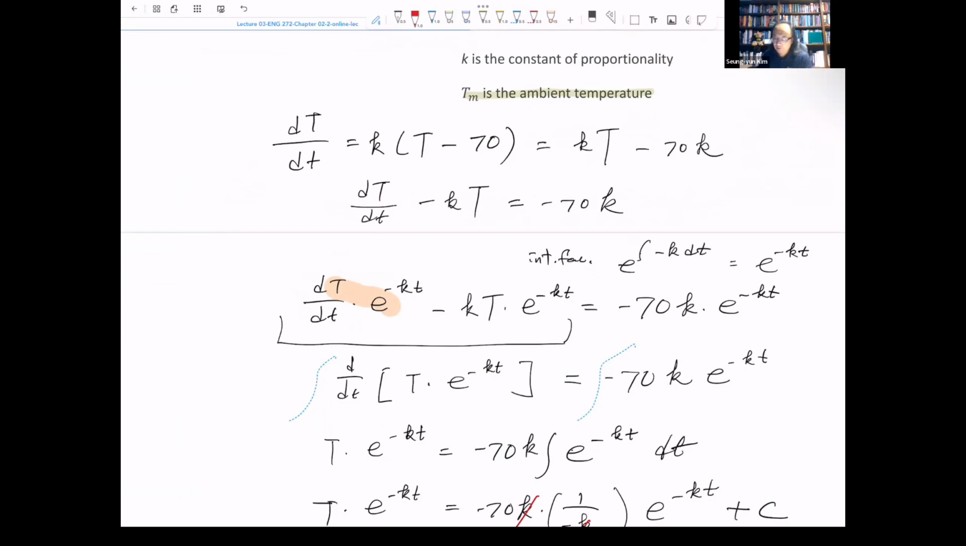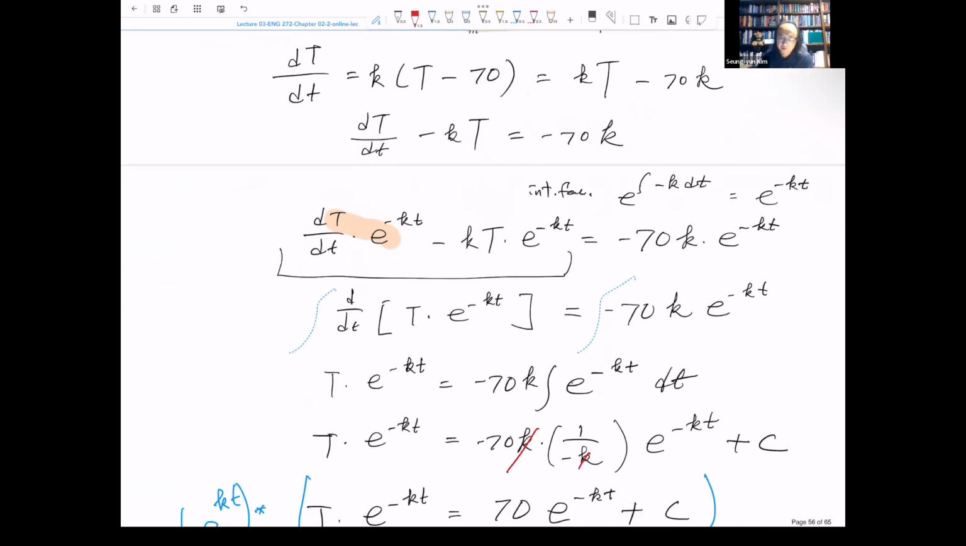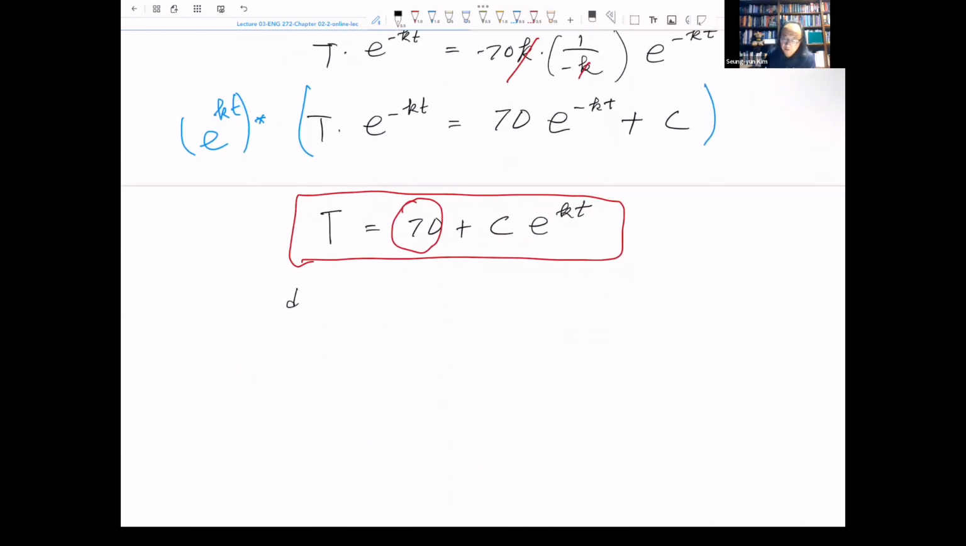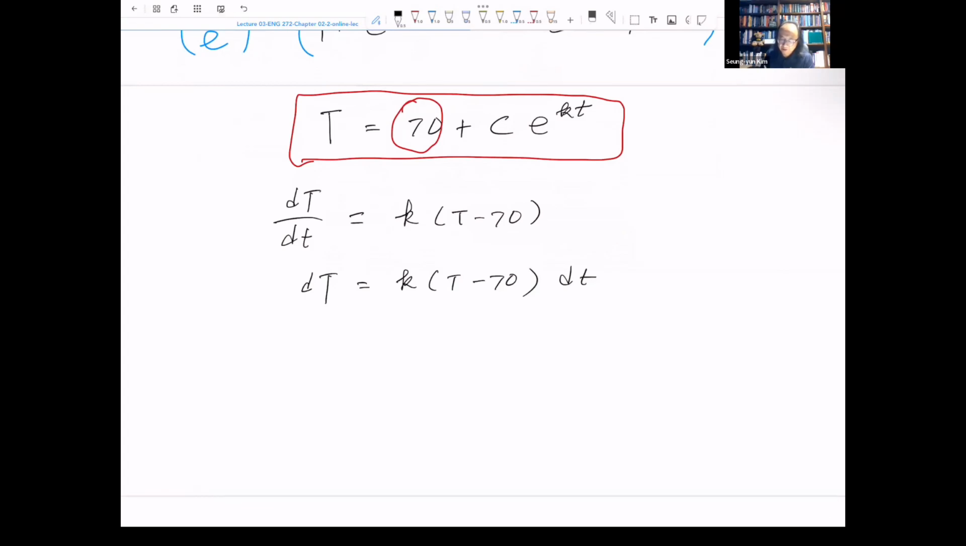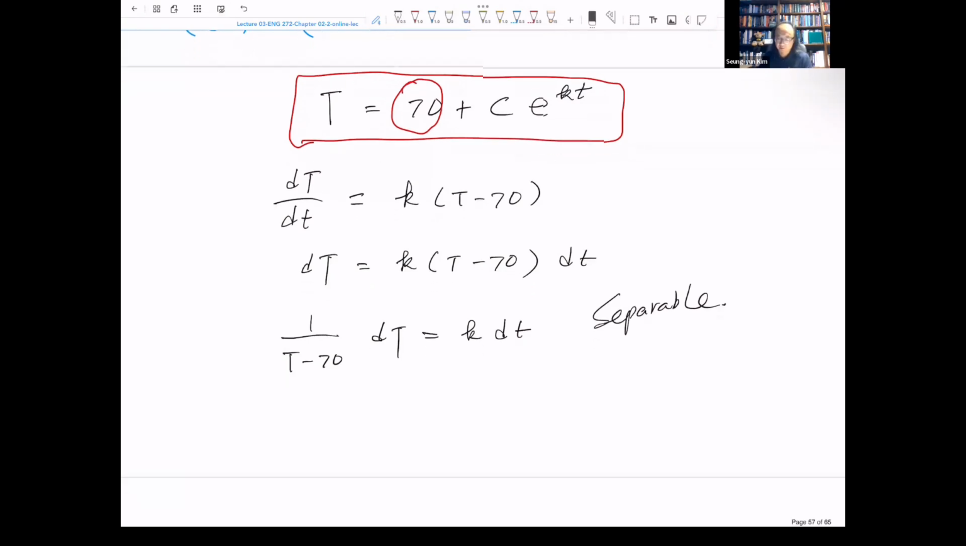I mean, this is not the only way. By looking at this, let's do this. dT over dt equals k times (T minus 70). If you multiply dt on both sides, we have dT equals k (T minus 70) dt. Divide both sides by T minus 70. 1 over (T minus 70) dT equals k dt. It is separable. That's section 2.2, so if you use the technique for separable equations, it is separable.